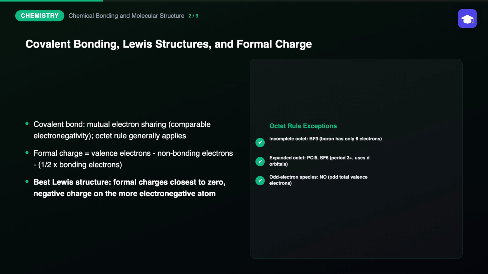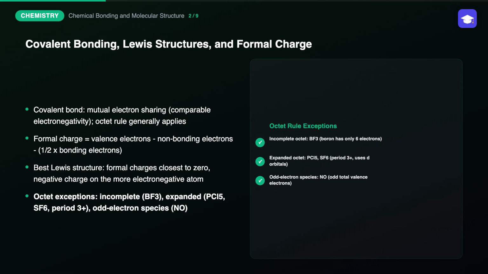Incomplete octets occur in electron-deficient compounds like boron trifluoride, where boron has only 6 surrounding electrons. Expanded octets occur in elements from period 3 onward, like phosphorus pentachloride and sulfur hexafluoride, which can accommodate more than 8 electrons by using available d orbitals, and odd electron species, like nitric oxide, simply cannot satisfy the octet rule for every atom, since they contain a genuinely odd total number of valence electrons.